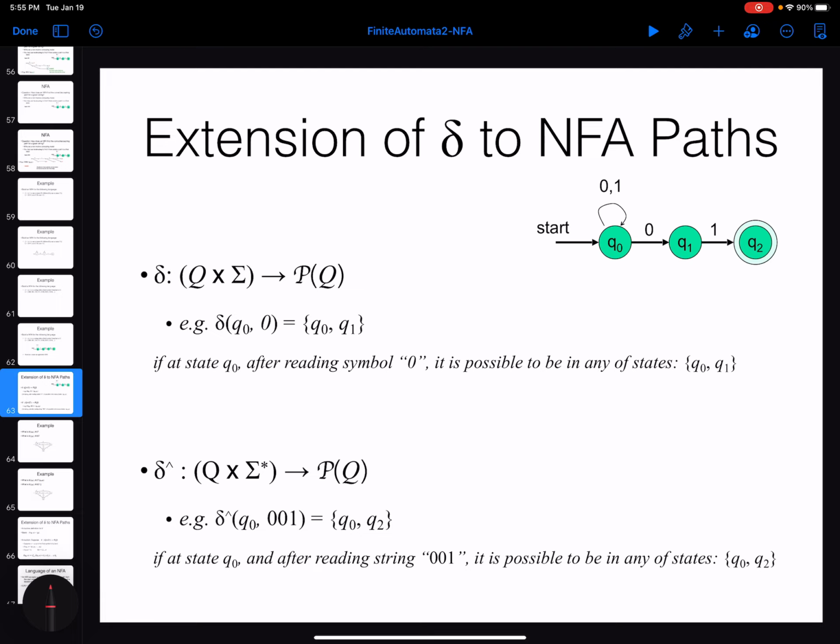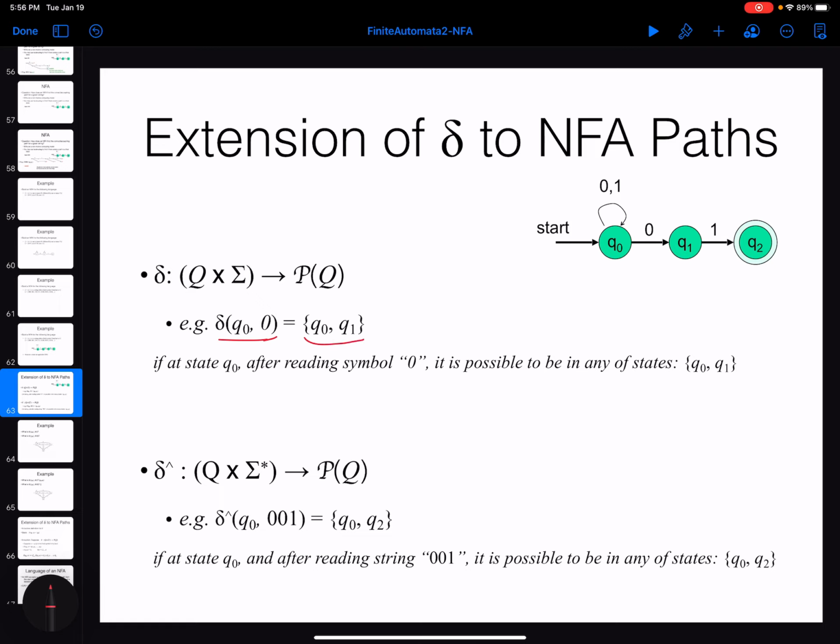Okay, so let me just introduce the notion of the transition function and extension of the transition function for NFAs. This is exactly similar to what we had for the DFAs. We know that the transition function in the NFAs can result in more than one state.